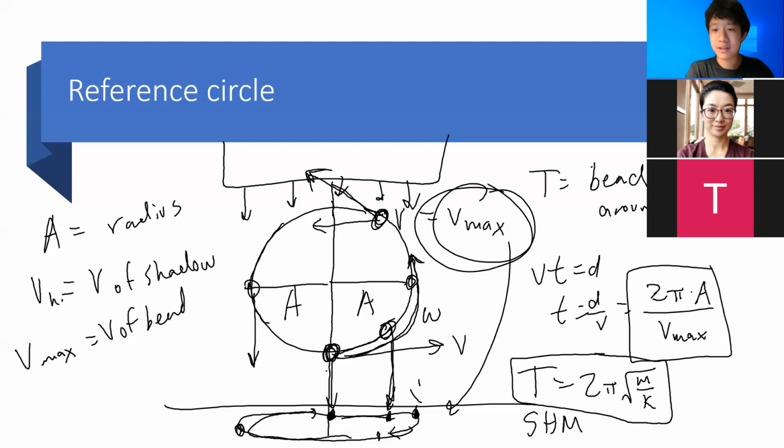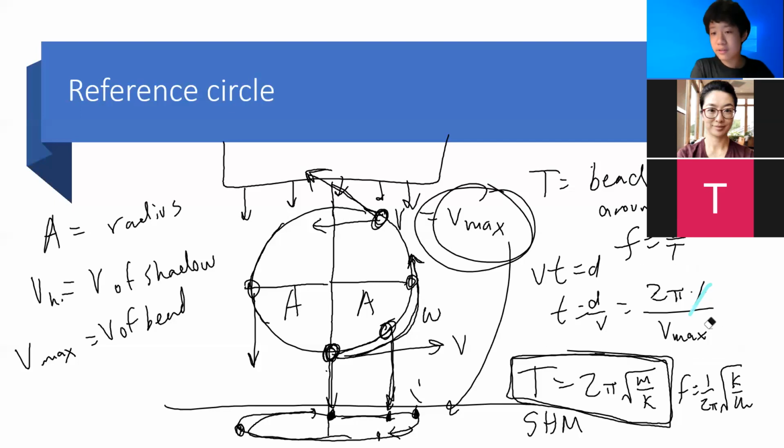So likewise, since frequency f is 1 over T, you can just take the reciprocal of this. f equals 1 over 2 pi square root k over m. Okay, so that's basically it. All you really need to remember is this formula right here. You don't even really need to memorize the frequency formula because that's just the reciprocal of the period formula. All right, so this formula is really, really important. Okay, are there any questions?